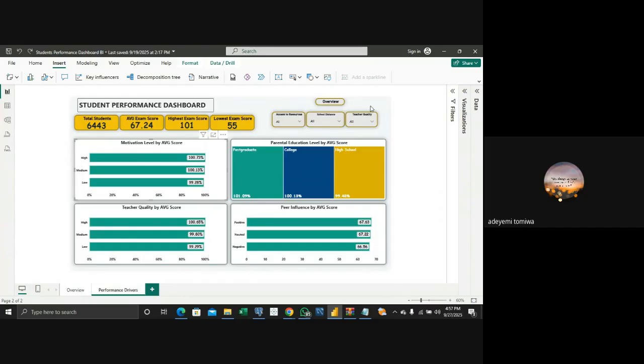Yes, sir. Okay. Factors that affect student scores, and then you focus on the average exam scores. I still don't really understand, but let's not waste much time. Let me just allow Daniel to talk.